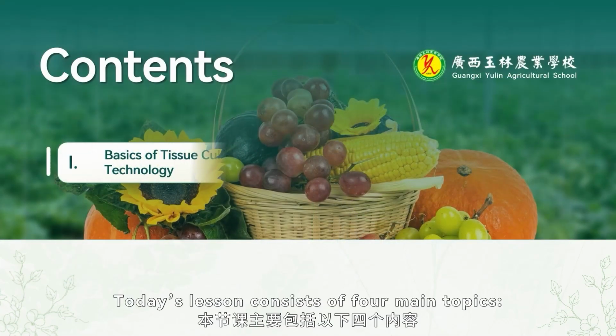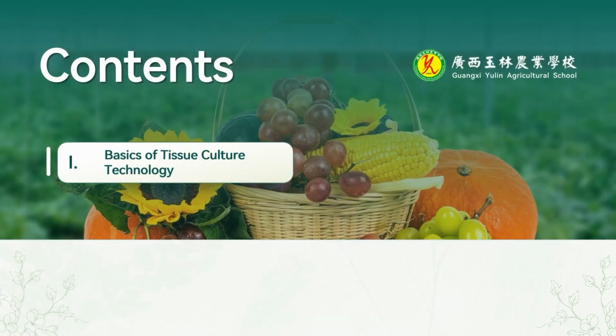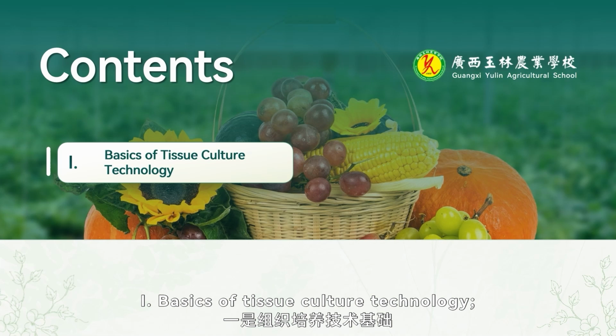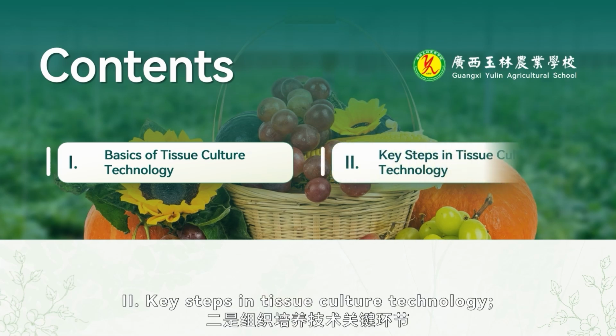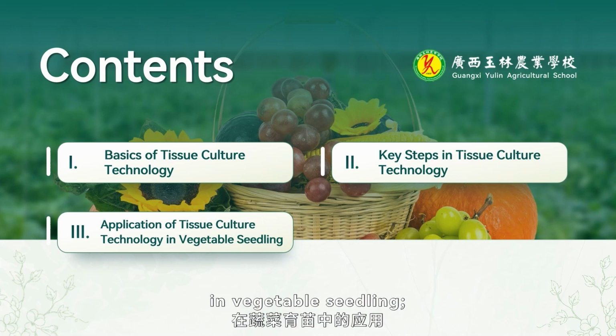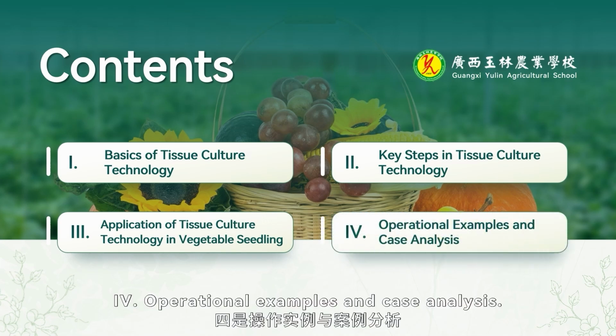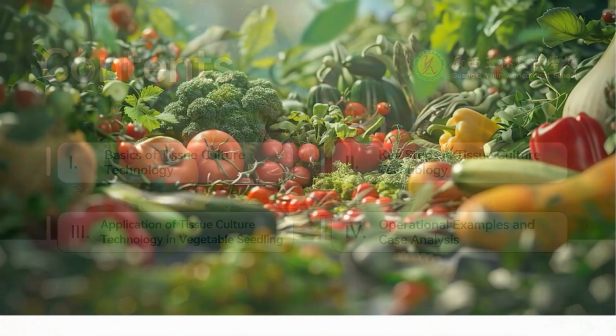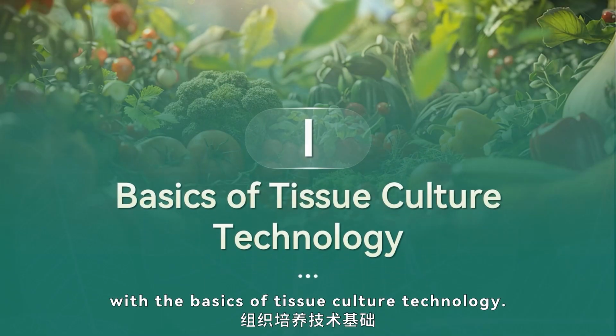Today's lesson consists of 4 main topics. 1. Basics of tissue culture technology. 2. Key steps in tissue culture technology. 3. Application of tissue culture technology in vegetable seedling. 4. Operational examples and case analysis. Let's begin with the basics of tissue culture technology.